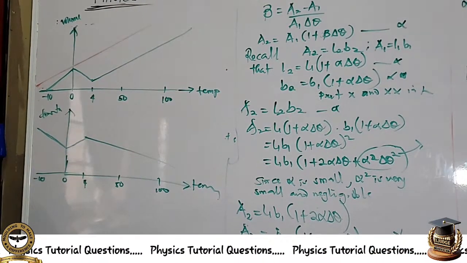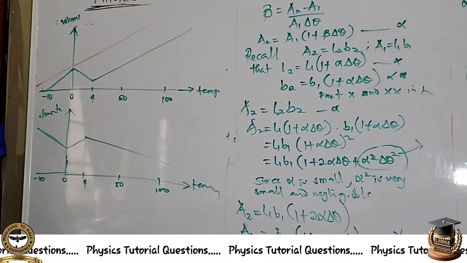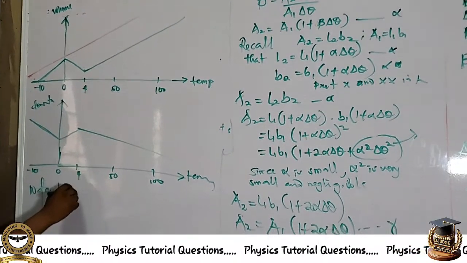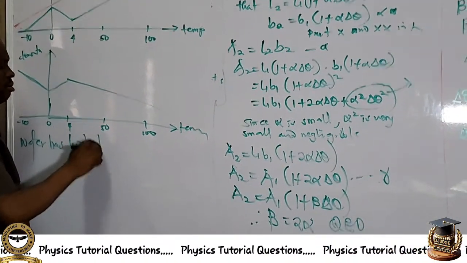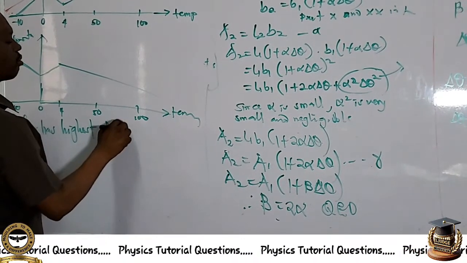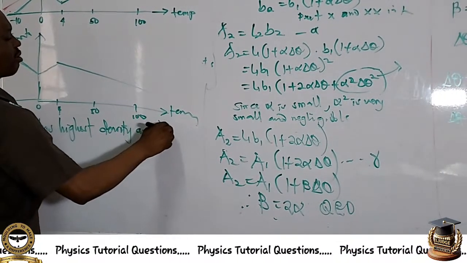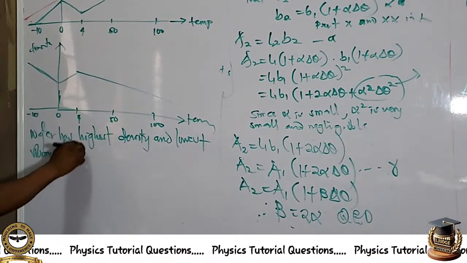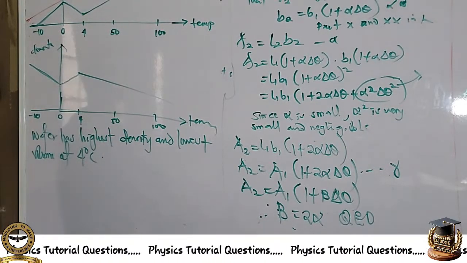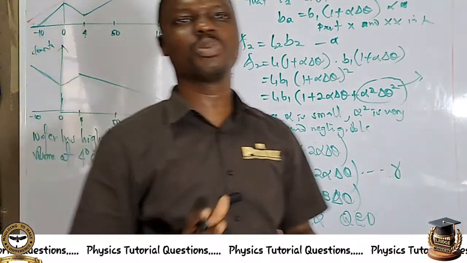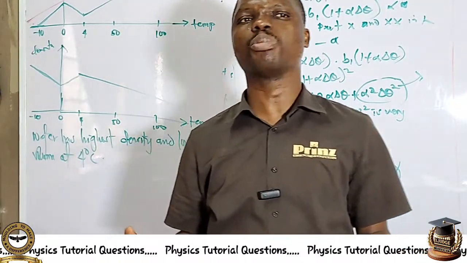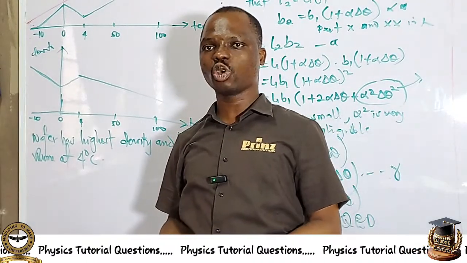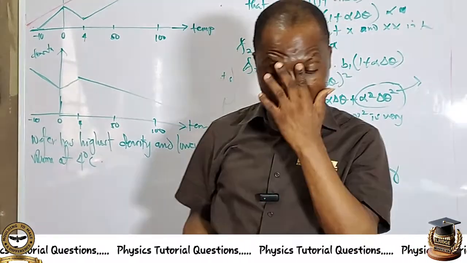So this question can come this way, that water has highest density and lowest volume at 4 degrees Celsius. So the temperature range where anomalous behavior of water is observed is always between 0 and 4 degrees Celsius. That is the temperature at which anomalous behavior is observed.